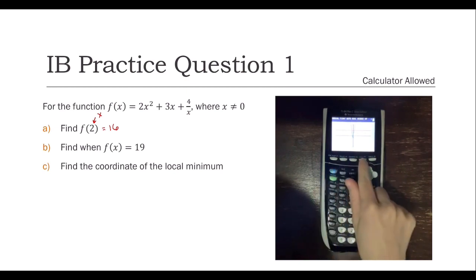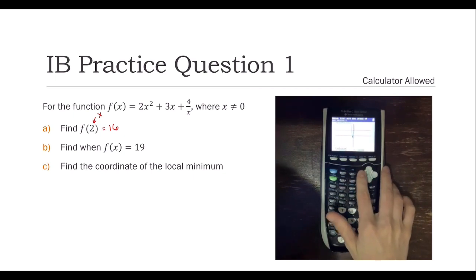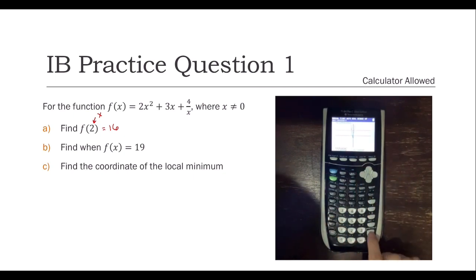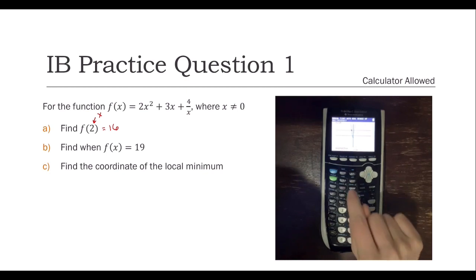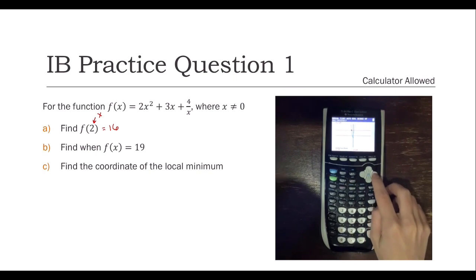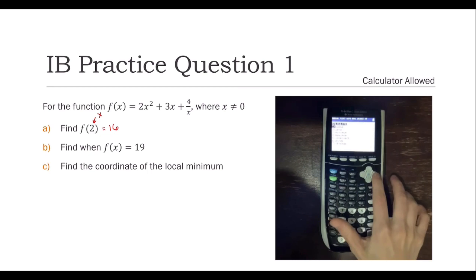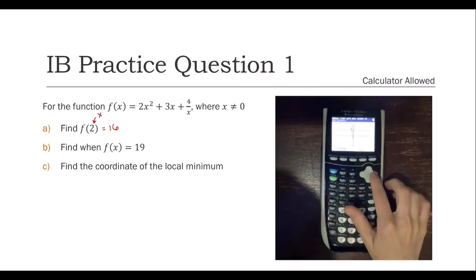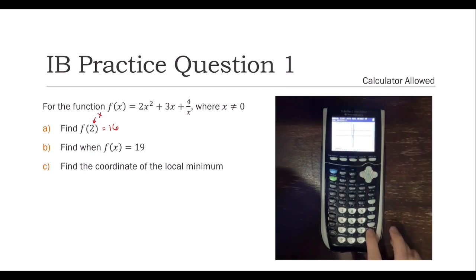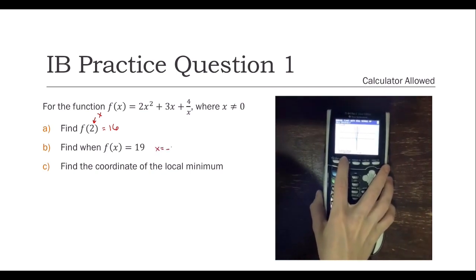So we'll do second calc and go down to intersect. So we'll move near our first intersection and then hit enter 3 times. 1, 2, 3. So when y is 19, we'll have x equals -4. And then we'll do our second intersection. So we'll do second calc and go down to intersect and move near our second one and then hit enter 3 times. So our second intersection point would be when x equals 2.28.